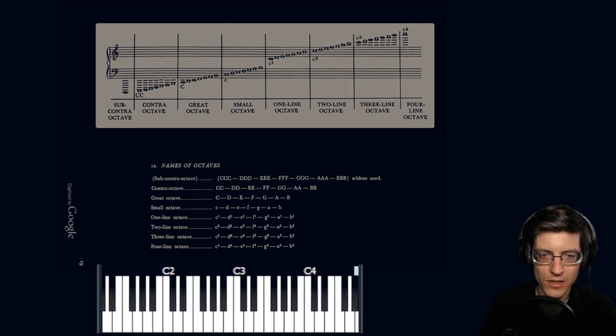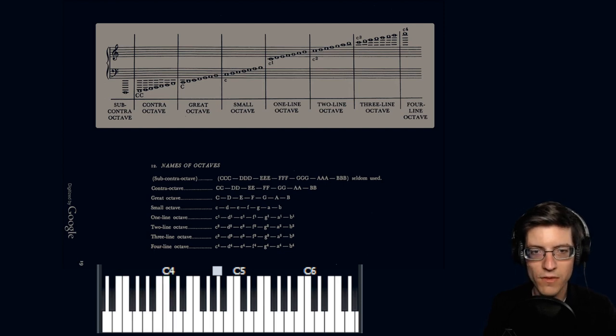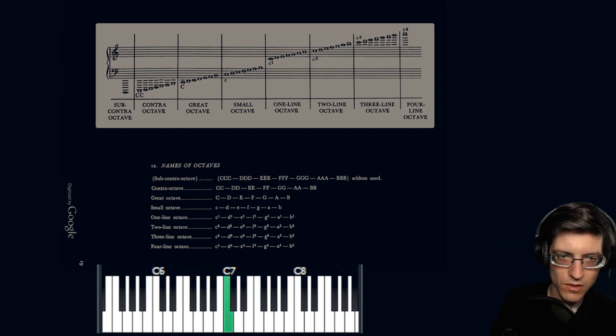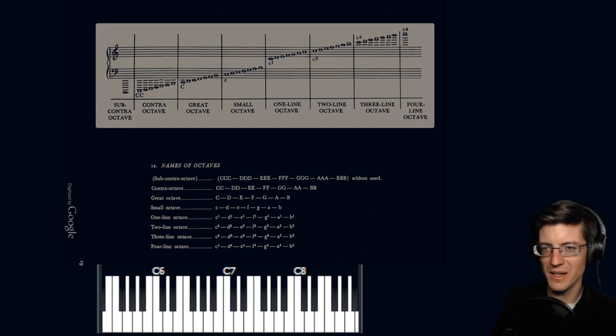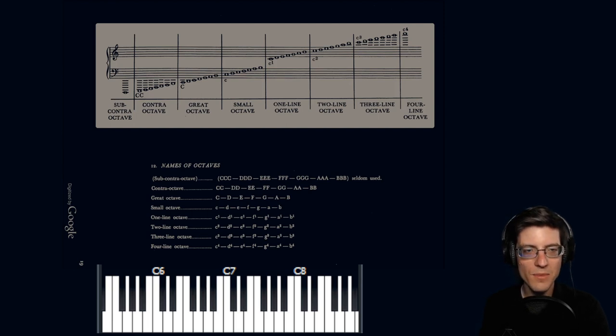So we did C3. Now we'll take a look at C4, C5, and C6. C4. C5. C6. And then it goes up to C7. I don't know what my upper range is on this thing. I think I can go C7 and C8. Oh, man. That'll set your ears ringing, won't it? All right, so there are the names of the octaves. I don't know if these are still used, but there you go. So you have subcontra octave, contra octave, great octave, small octave, one-line octave, two-line octave, three-line octave, and four-line octave.